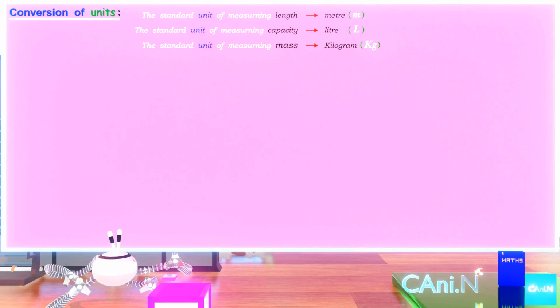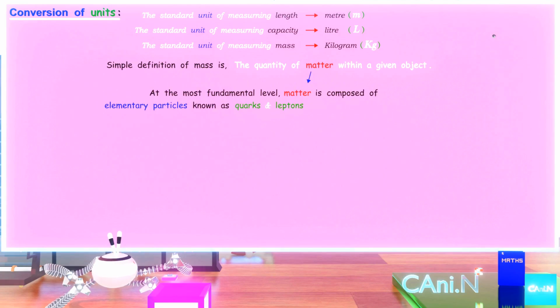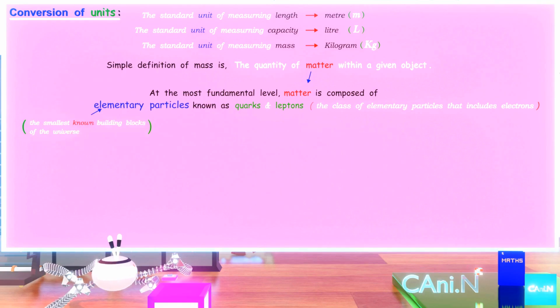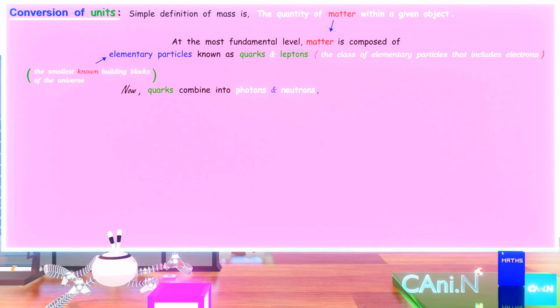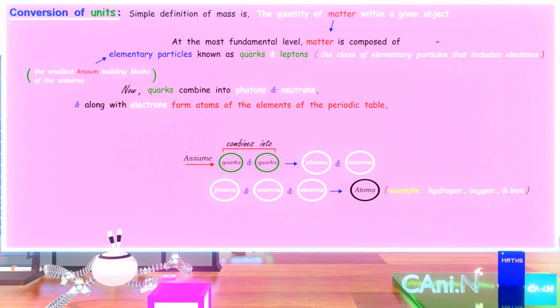Now, what is mass? Simple definition of mass is the quantity of matter within a given object. Again, one might ask here, what does matter mean? At the most fundamental level, matter is composed of elementary particles, known as quarks and leptons. And leptons are the elementary particles that include electrons. Here elementary particles are the smallest known building blocks of the universe. Now, quarks combine into protons and neutrons, and along with electrons, form atoms of the elements of the periodic table, such as hydrogen, oxygen, and iron.